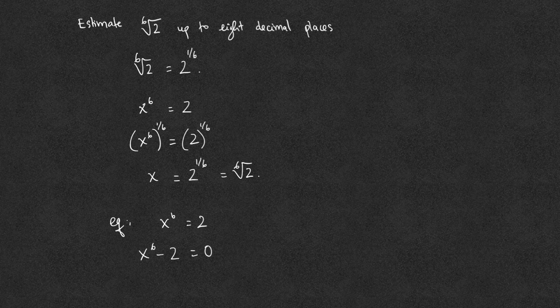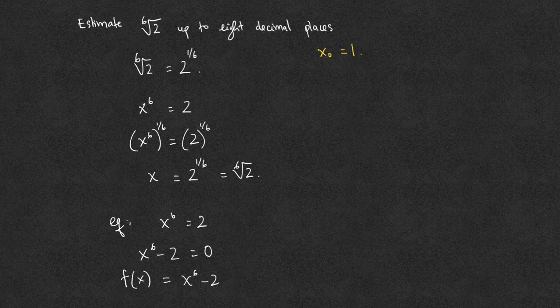We then let the left-hand side be the function f of x equals x to the 6 minus 2. This is a continuous and differentiable function. Using Newton's method, first, we estimate a number that is close to the supposed solution. We have an idea where the solution might be. The sixth root of 2 is a number between 1 and 2. So we will make our first initial guess that x sub 0 equals 1.